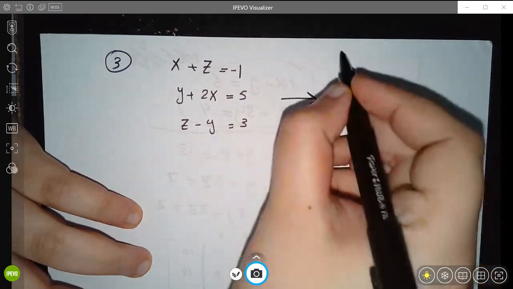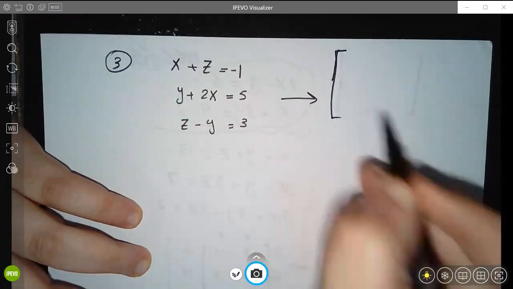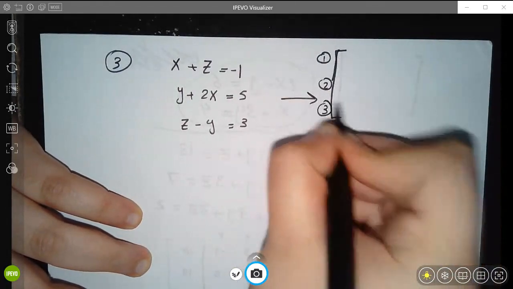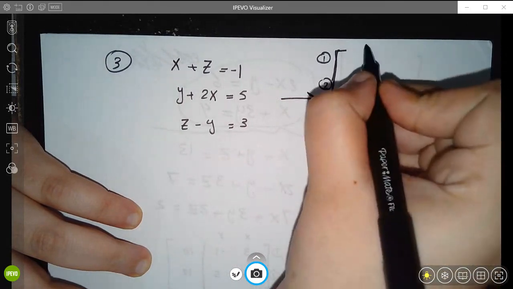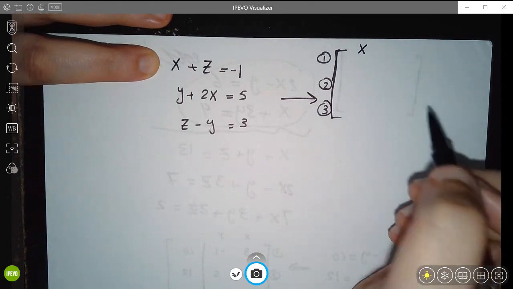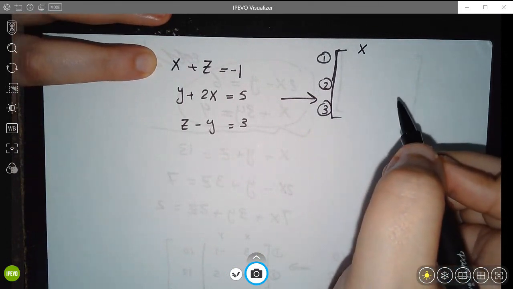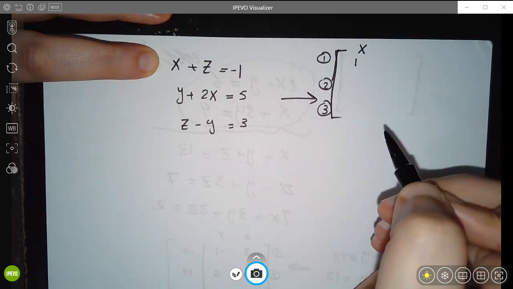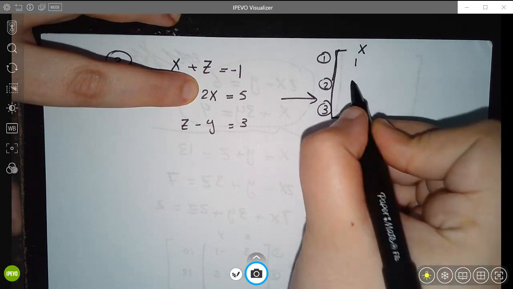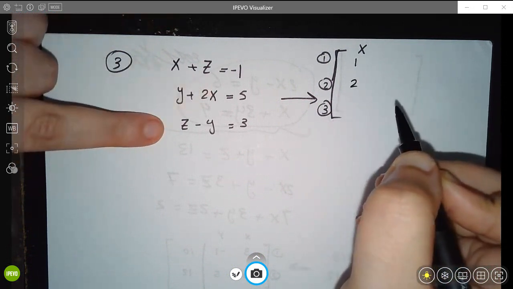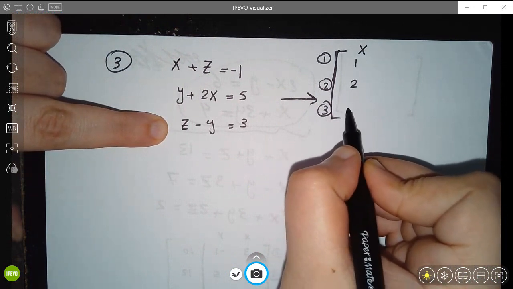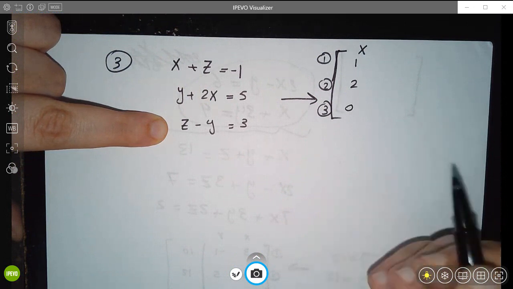Okay. So, here is my matrix. First equation, second equation, third equation. Right? First variable. Let's start with the x. What's the coefficient of the x here? 1. Right? What's the coefficient of the x here? It's 2 in the second equation. And the coefficient of the x in the third equation is? Care to guess? 0. That's right. Because it is not there.